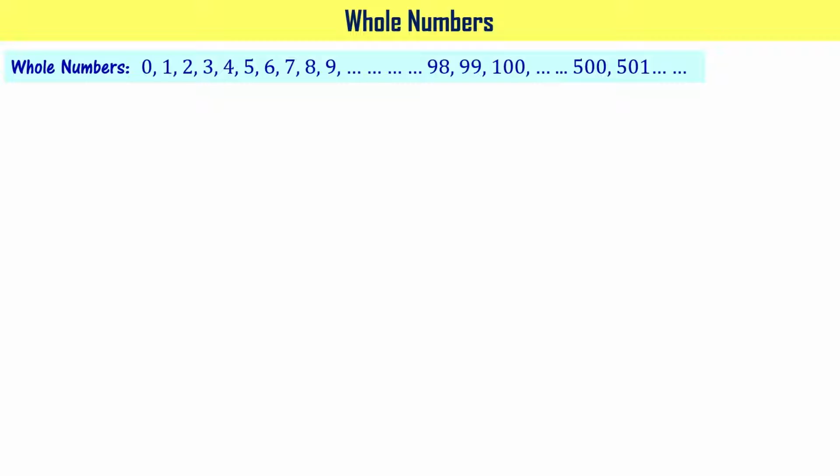Now let's quickly recall whole numbers. Whole numbers are 0, 1, 2, 3, 4, 5, 6, 7, 8, and so on, right? If you observe, the whole numbers have got all the natural numbers starting from 1 to infinitely many natural numbers. Along with that, you have 0 also. So what you can say is whole numbers is a collection of natural numbers plus 0, right? The smallest number of whole numbers is 0.